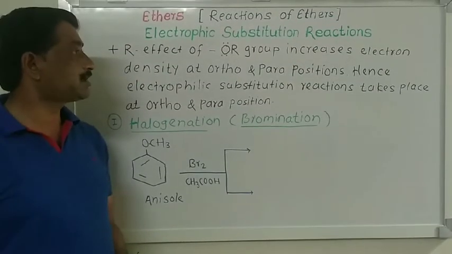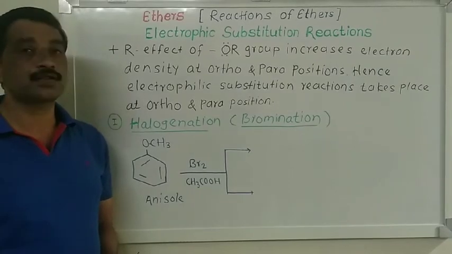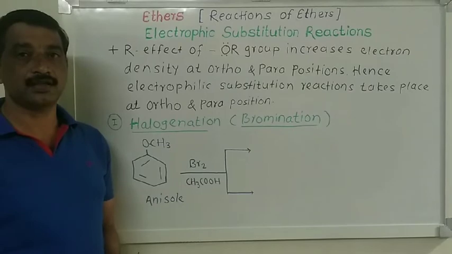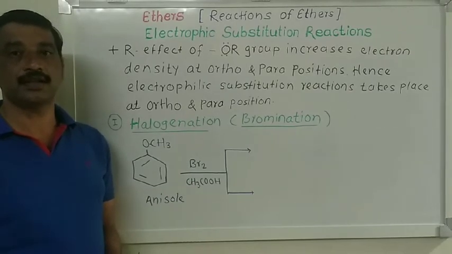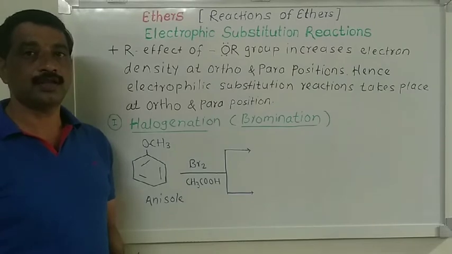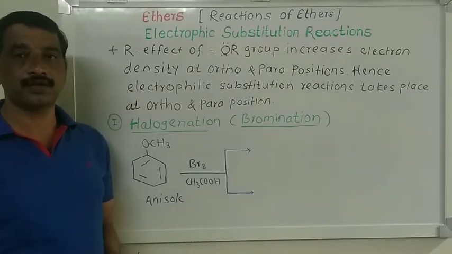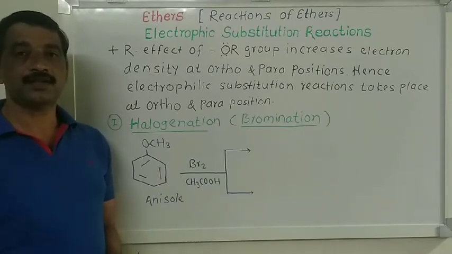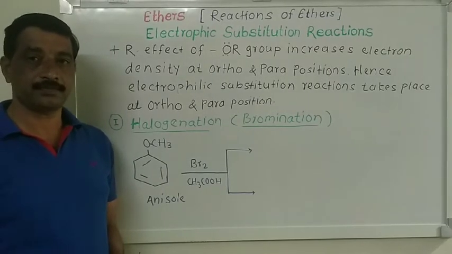The next chemical reactions are electrophilic substitution reactions. Electrophilic substitution reactions take place generally in the ethers which contain an aromatic group. So aryl ethers undergo electrophilic substitution reactions. The electrophilic substitution reaction takes place by replacing a hydrogen atom from the ortho position and para position.